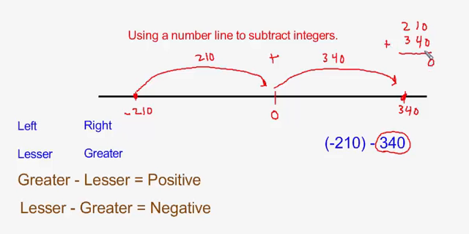0 plus 0 is 0. 4 plus 1 is 5, and 3 plus 2 is 5, meaning that the distance between these 2 points on the number line is 550.